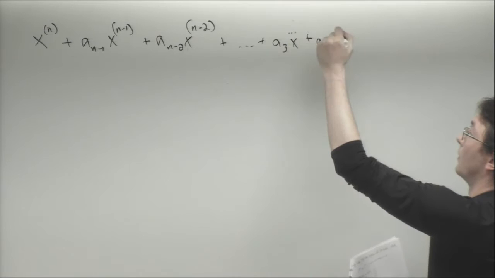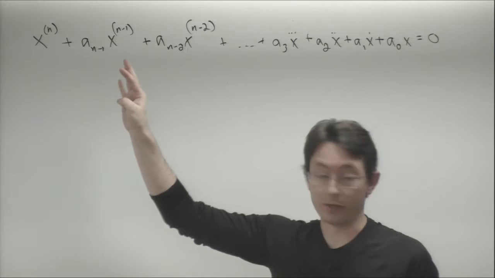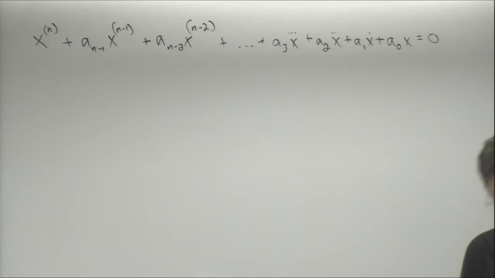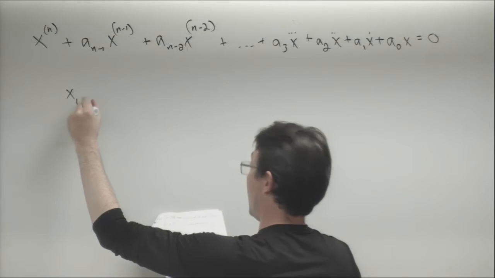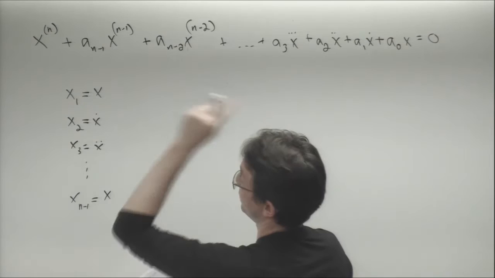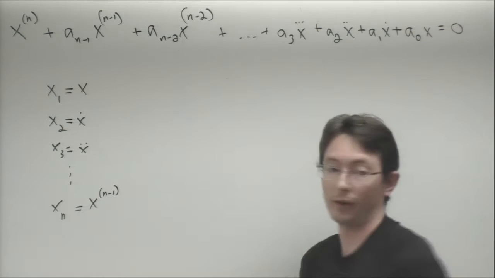So we started to see this on Friday for, I think, a third order differential equation. We can introduce new dummy variables to write this as a system of n first-order coupled linear differential equations. So we're going to say x1 equals x, x2 equals x dot, x3 equals x double dot, and so on, and xn equals the n minus 1th derivative of x.